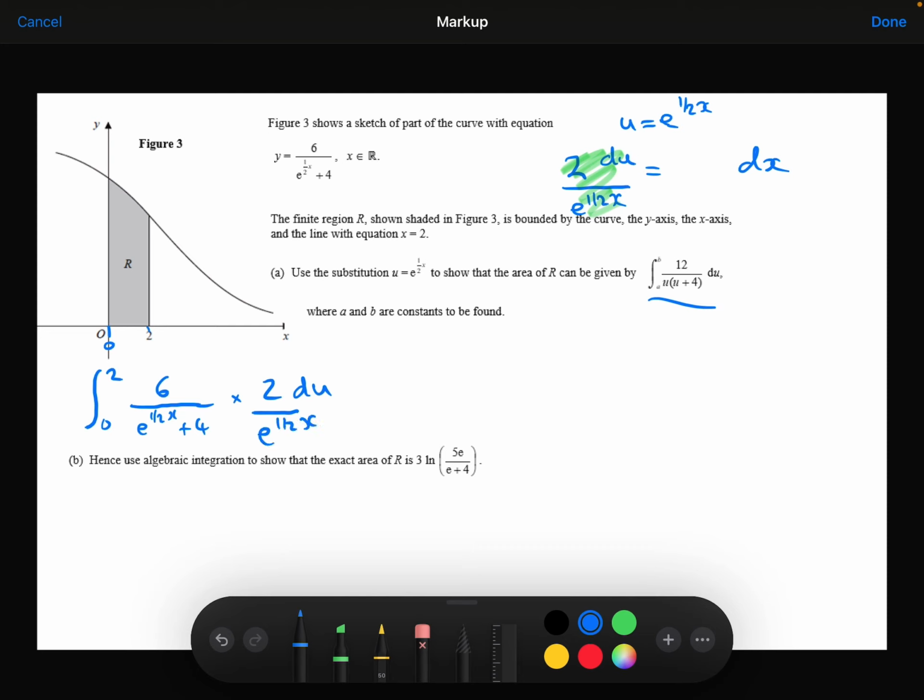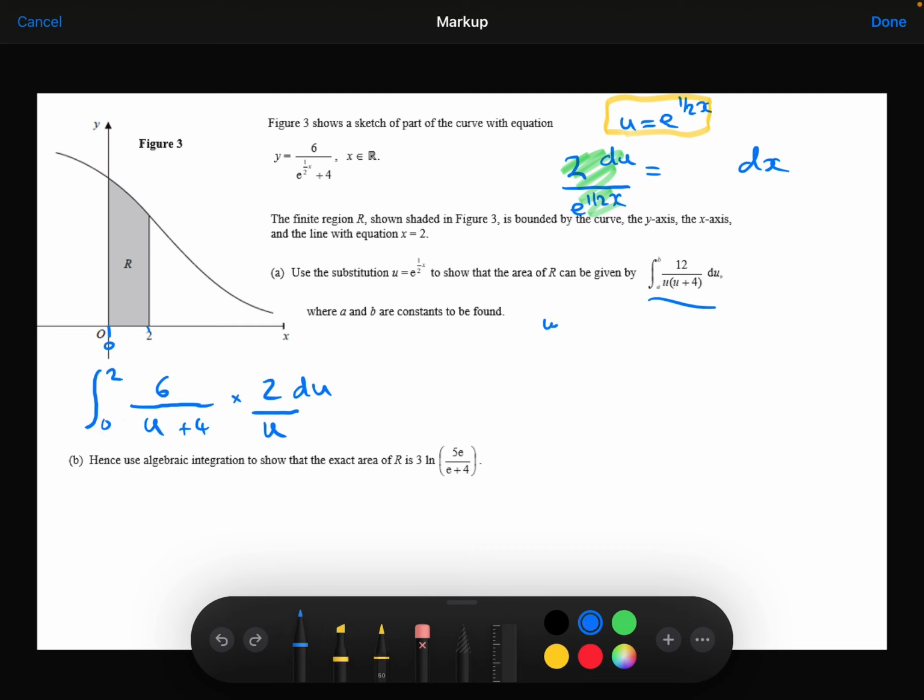Now making sure we go completely over into the u world, we have got the e to the half x here and then e to the half x here. Both of those can be replaced with u. And we need to make sure we change our limits as well because they are currently in the x world.